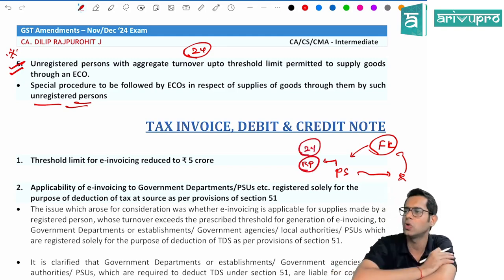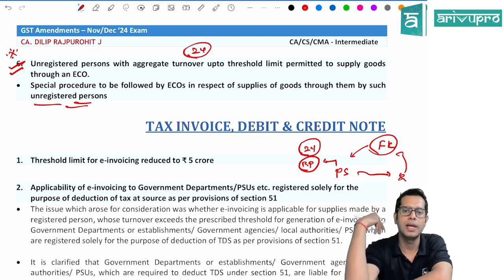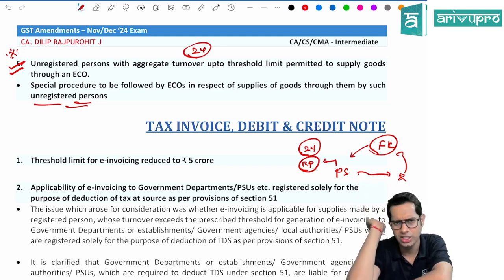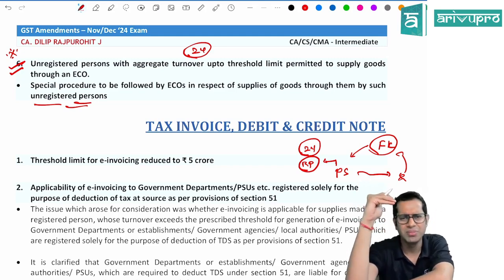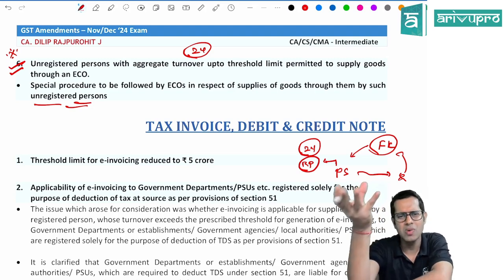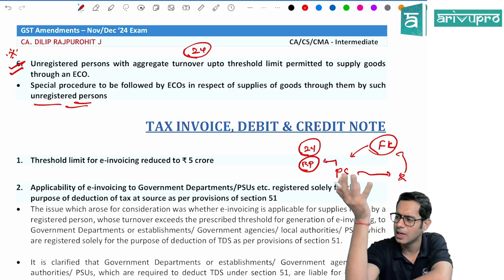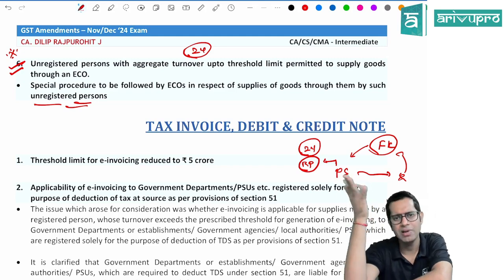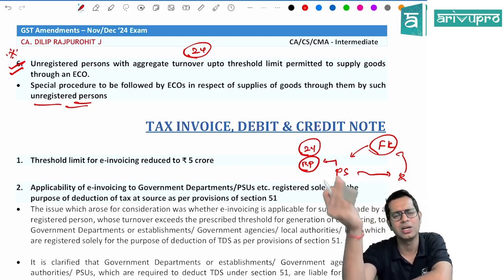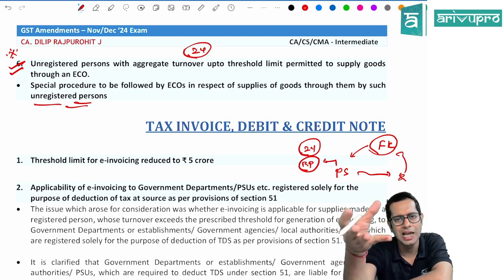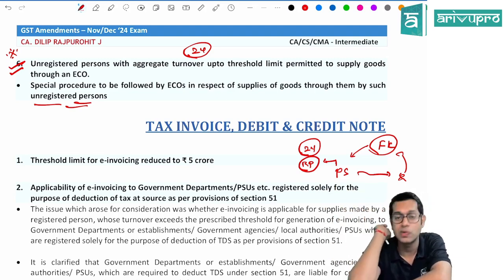Section 24 told that a person who is supplying goods or services through an e-commerce operator should take registration under GST law compulsorily. But many small businessmen had to apply for registration even if their turnover was very less. Their turnover was only 2-3 lakh rupees, 5 lakh rupees, 10 lakh rupees. They had to take registration because of Section 24.